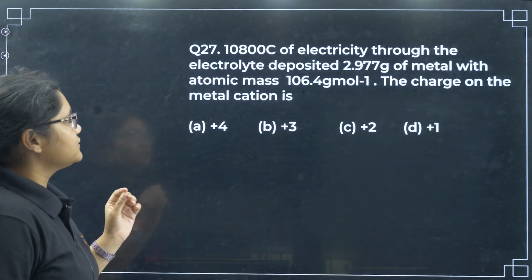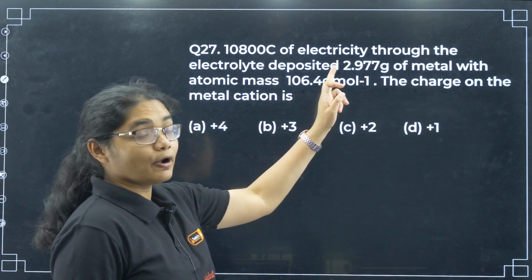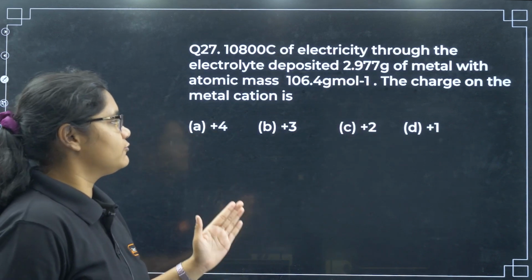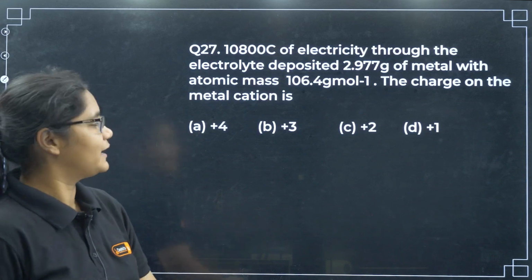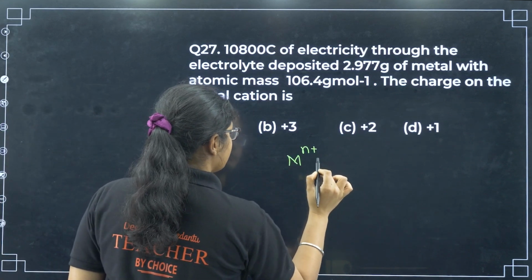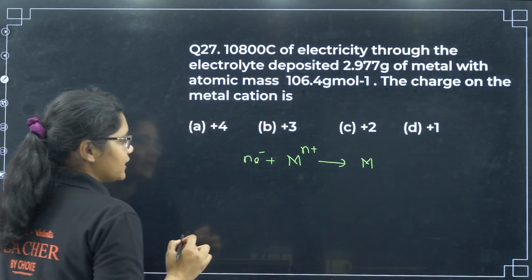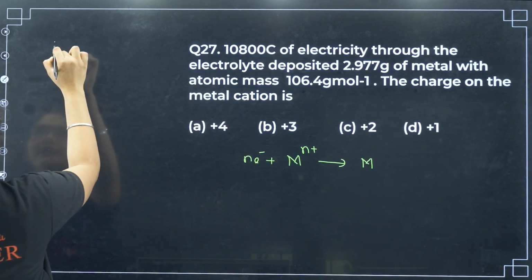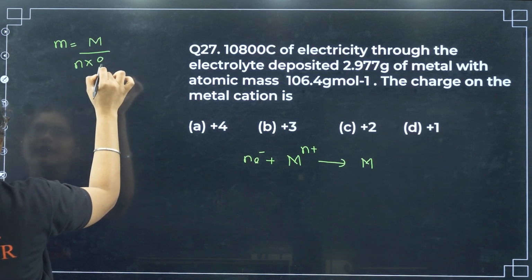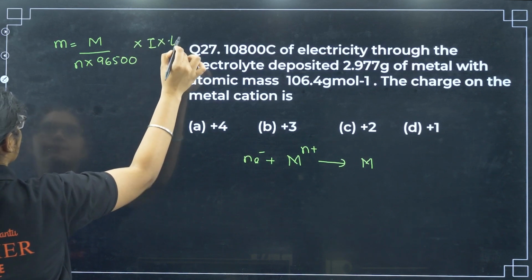Next, 10,800 coulomb of electricity through the electrolyte deposited 2.977 gram of the metal with atomic mass 106.4 gram per mole. The charge on the metal cation is? So suppose we have any metal M^n+, plus n electrons will give me metal, right? So I can use Faraday's law and I can write W is equal to molar mass divided by n into 96500 into I into T, right?